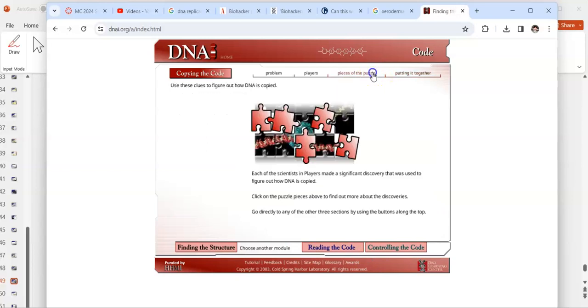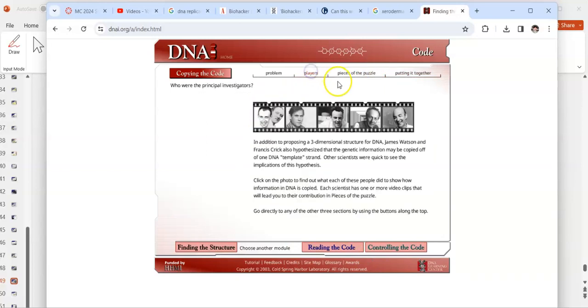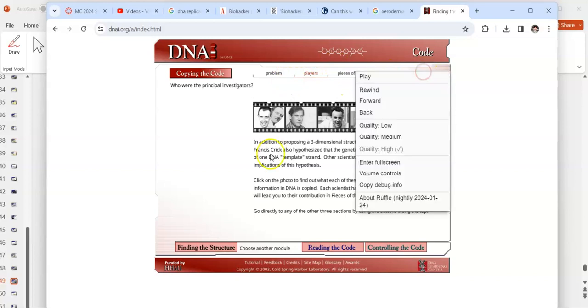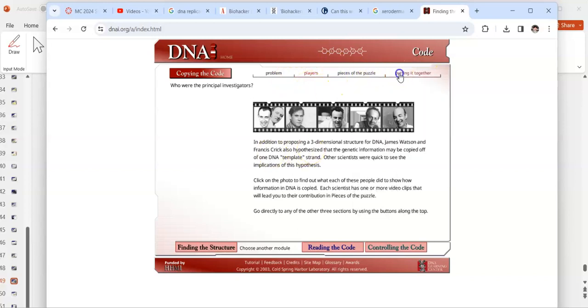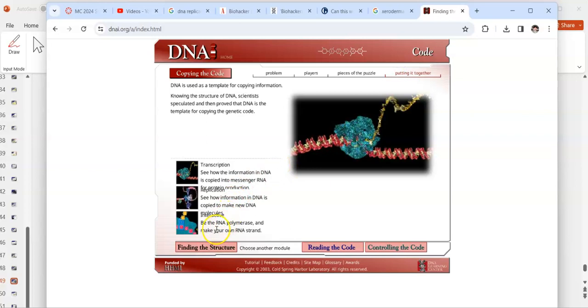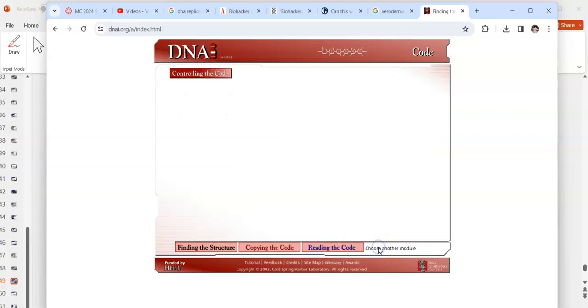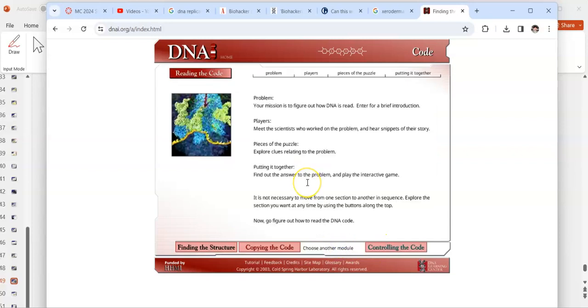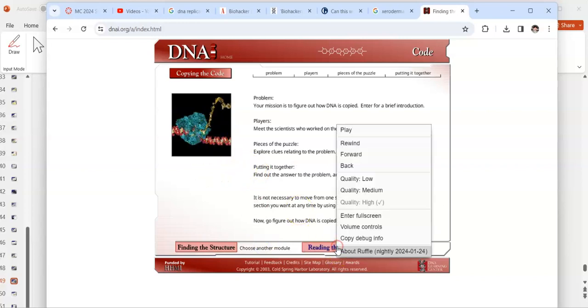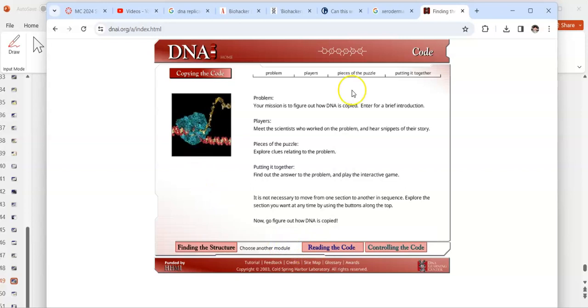Okay, and then there's lots of other cool stuff on here. Let's see, there's an animation where you can actually be the polymerase.